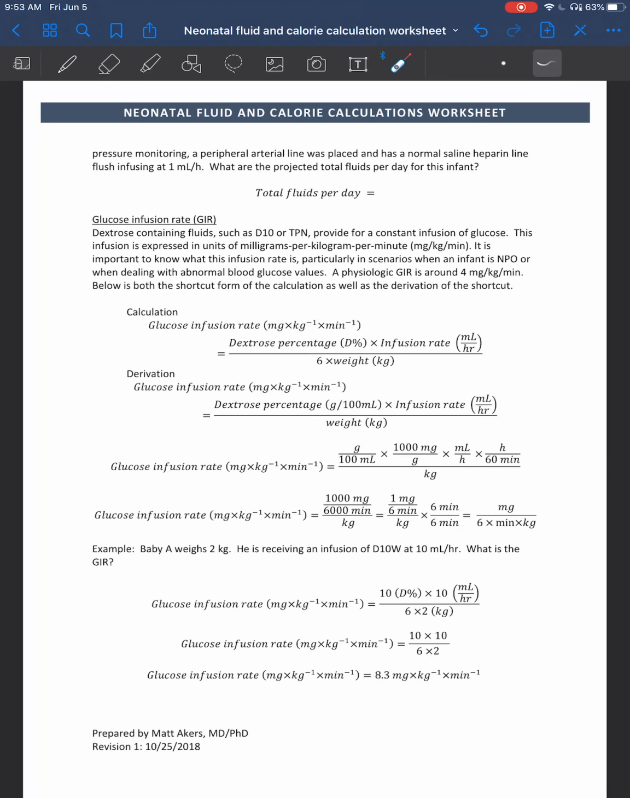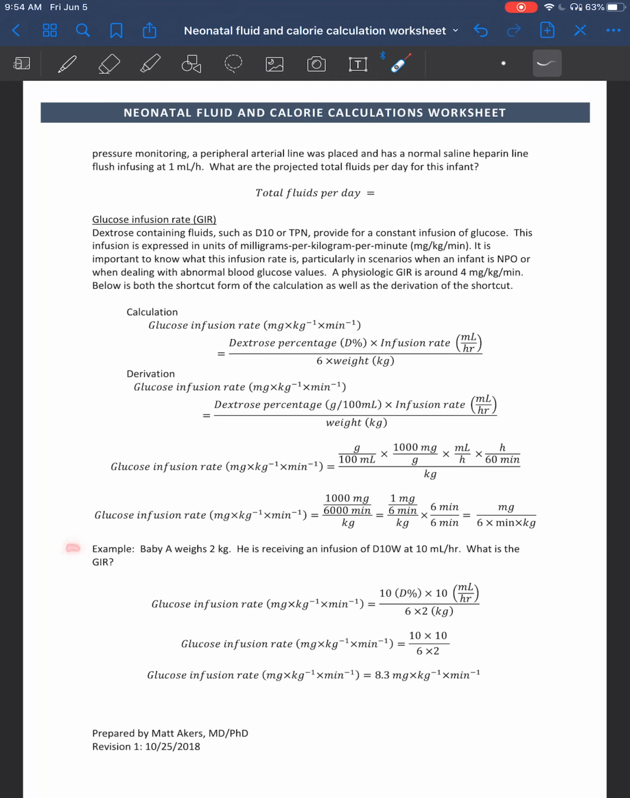For time's sake, we'll look at the shortcut version that I use. You can spend time going through the derivation on your own, but basically it involves using conversions to get to the appropriate units. The way that I look at glucose infusion rate, I take the percentage of dextrose, whatever that D is, times the infusion rate in mils per hour. Then I divide that by 6. This is the conversion factor that's explained in the derivation. And then times the weight.